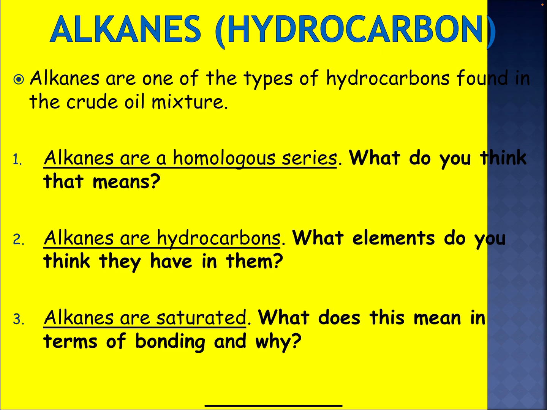Alkanes. Alkanes are a group of hydrocarbons. A hydrocarbon is a molecule containing the elements hydrogen and carbon only. So you can clearly see there, alkanes are a homologous series, alkanes are hydrocarbons, and alkanes are saturated.